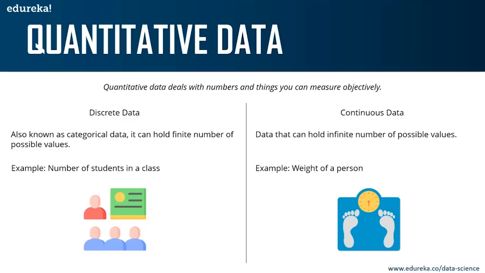When you say the weight of a person is an example of continuous data, what I mean to say is my weight can be 50 kgs, or it can be 50.1 kgs, or it can be 50.001 kgs, or 50.0001, or 50.023, and so on. There are an infinite number of possible values. So this is what I mean by continuous data. This is the difference between discrete and continuous data.